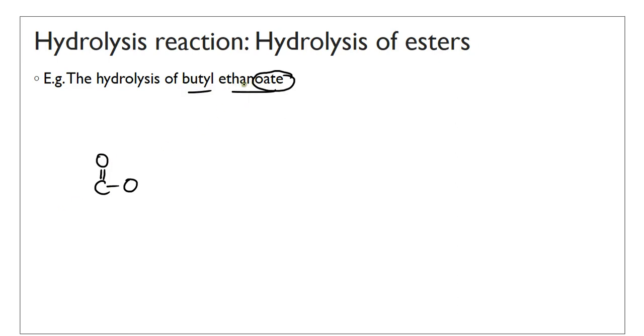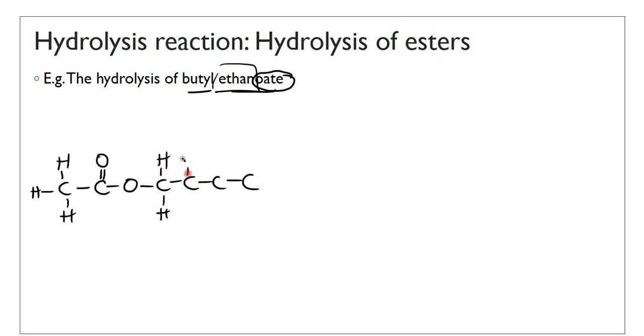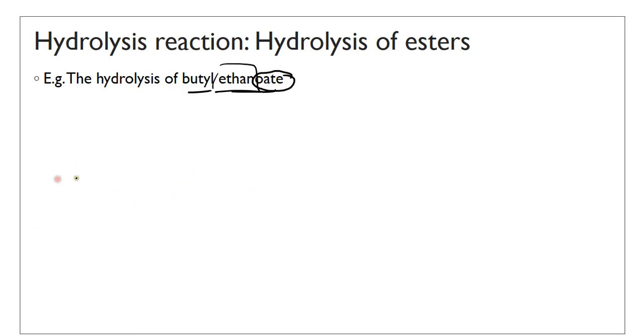With an ester name, this part is the acid part. It already has a carbon, so I need another carbon. So that's ethanoate. Butyl just means 4 carbons on the alcohol part. So 1, 2, 3, 4. Oh, this is not going to work out too well. Sorry, I just realized something. I'm not going to have enough room, so I'm going to have to do it vertically.